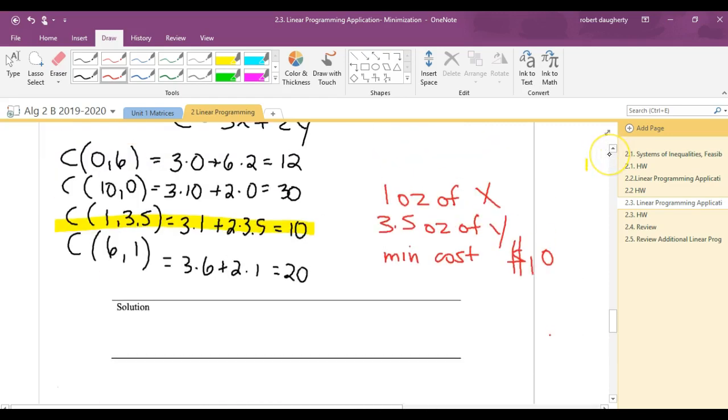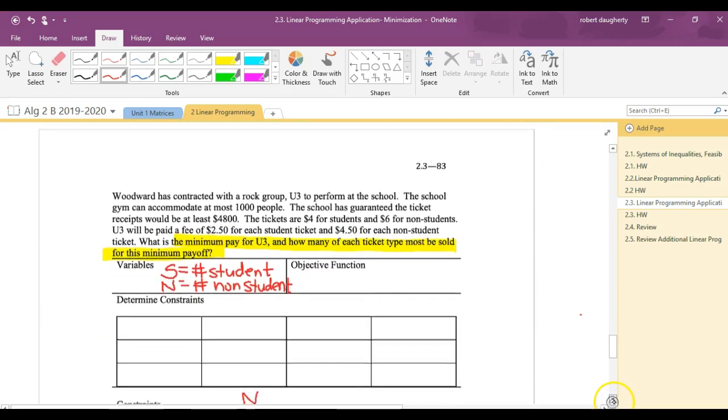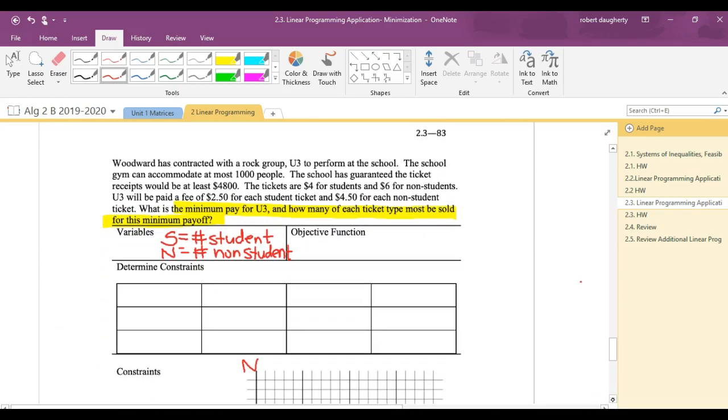Then when I go to define my objective function, what am I trying to minimize here? I'm trying to minimize the payoff. So I'm going to say payoff equal, it's going to have something S and something N. Every time I have these variables, you're going to see S first and N second. What's the payoff on a student ticket? The payoff is 250 for each student ticket, right? It's the fee, how much U3 will get. And then 450 for non-students. Okay, so that's the payout.